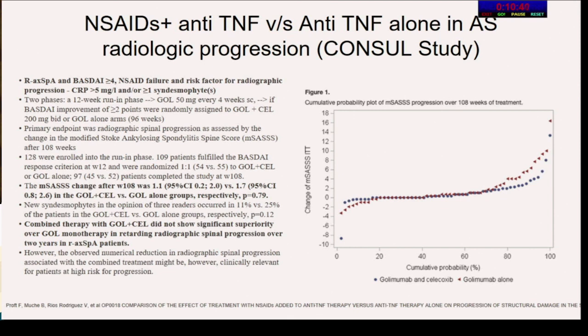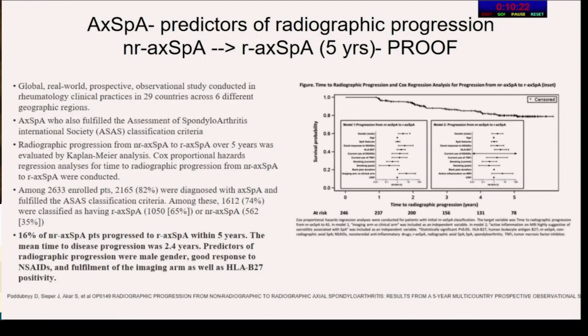Combined therapy did not show significant superiority over golimumab monotherapy in retarding radiographic progression. However, there was a numerical reduction in radiographic spinal progression, which could suggest that if a patient has a high risk of progression, continuous NSAID therapy might be added to anti-TNF therapy.